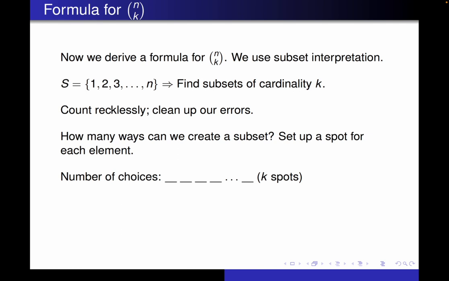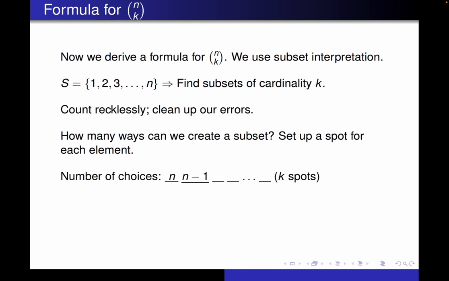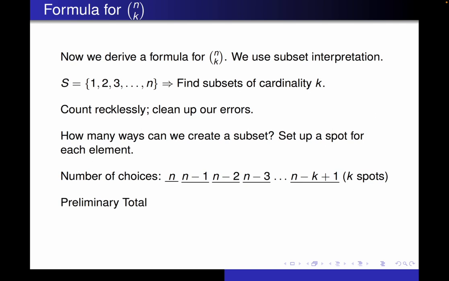And I'm going to ask myself, how many ways can we fill in the first spot? We haven't chosen anything yet, so we can choose any of the n elements for our first spot. Then for our second spot, we've already chosen one of the elements, so we only have n minus 1 for the next one. For the third spot, we've already chosen 2 elements, so we only have n minus 2 choices. N minus 3 for the fourth one, all the way down to the last one, where you have n minus k plus 1 choices for the very last spot in that subset with k elements. So that's our preliminary count, right?